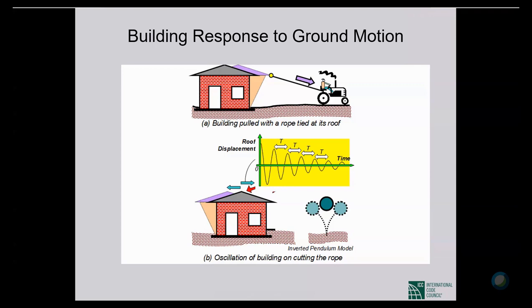Okay, let us look at a couple of things, period and then damping. This is a picture from the FEMA publication, Federal Emergency Management Agency. They put out very useful stuff from time to time. The idea is that you attach a rope to the roof of this building and then try to pull the rope with a tractor or something. And at one point you just cut the rope. If you do that, the building will start going back and forth.